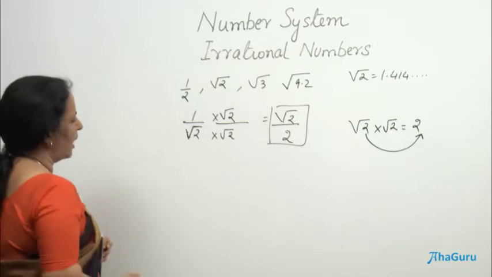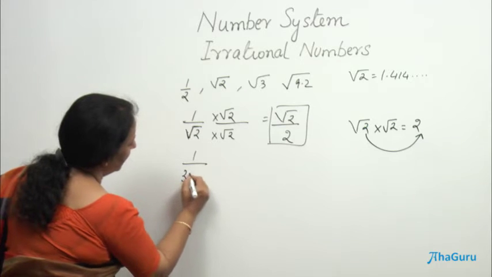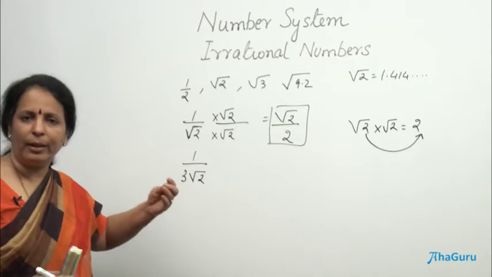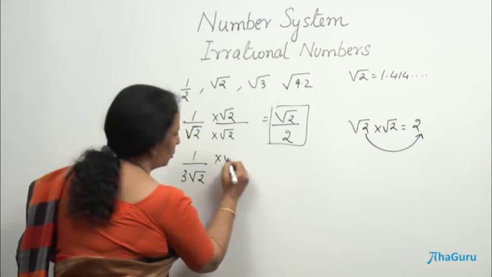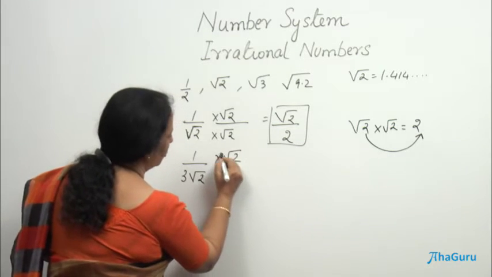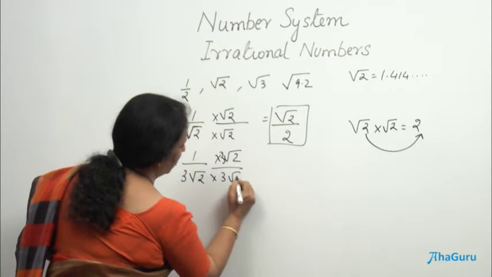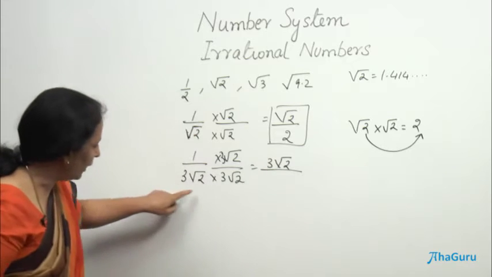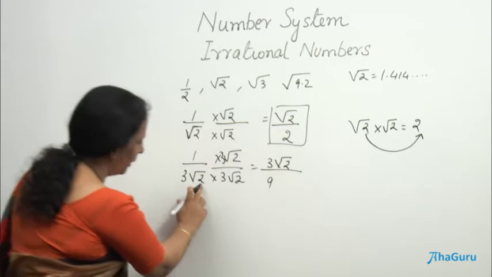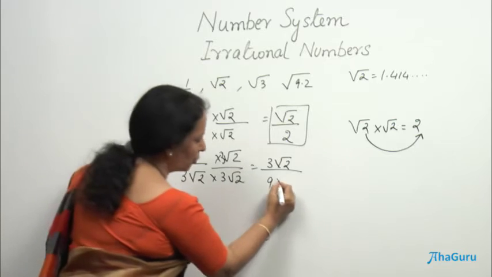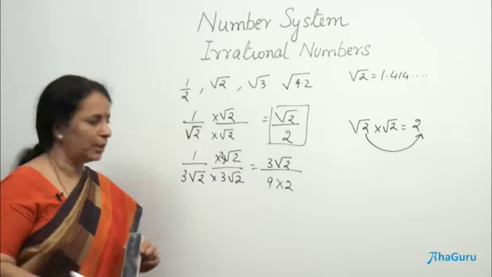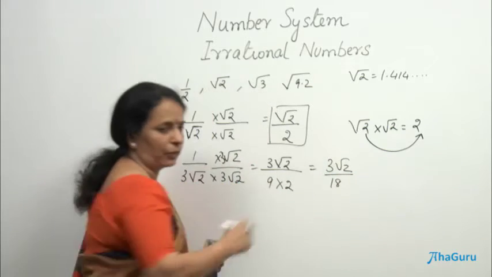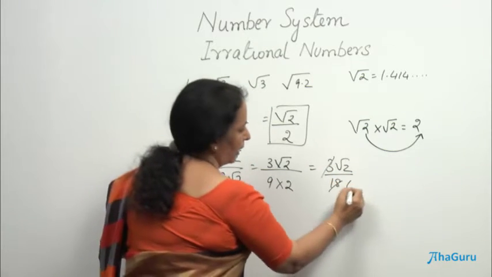So, there are some standard rules. For example, 1 by 3 root 2. Now, immediately what we will think, if I multiply both the numerator and the denominator by 3 root 2, I get 3 root 2 in the numerator. What is the denominator? 3 into 3, 9, and then root 2 into root 2 is 2. So, 9 into 2, and I can proceed. This can be written as 3 root 2 by 9 twos are 18. Of course, I can cancel and get 6.